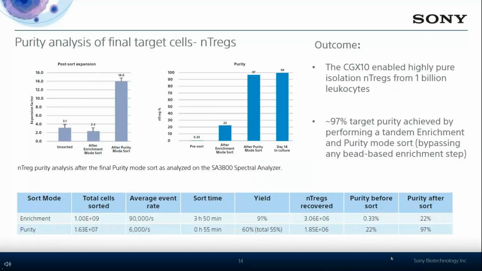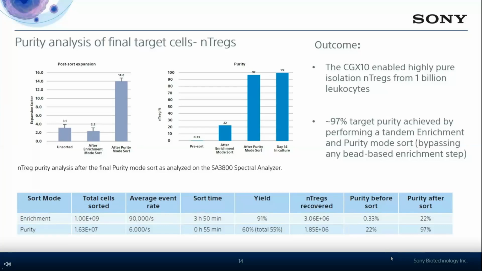The sort results of this experiment are shown on the bottom of this slide. First, an enrichment sort was performed, processing 1 billion cells at 90,000 per second for a total sort time of just under 4 hours. 91% of the naive Treg cells were recovered, expanding the purity from 0.3% before sort to 22% post-sort.